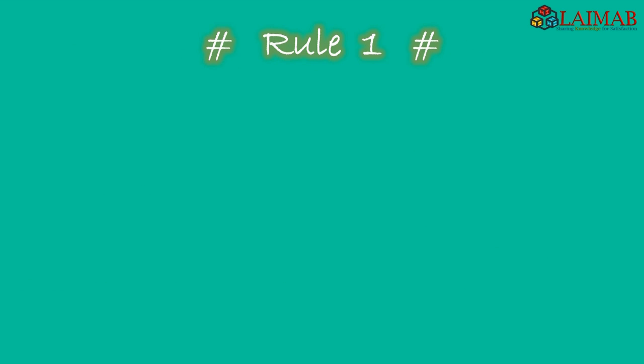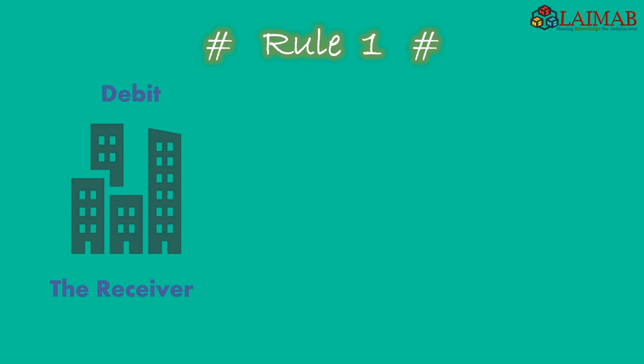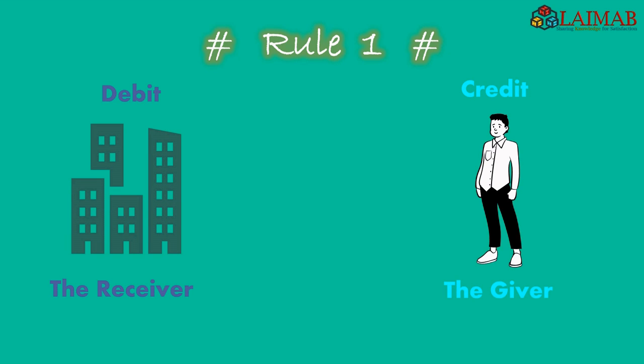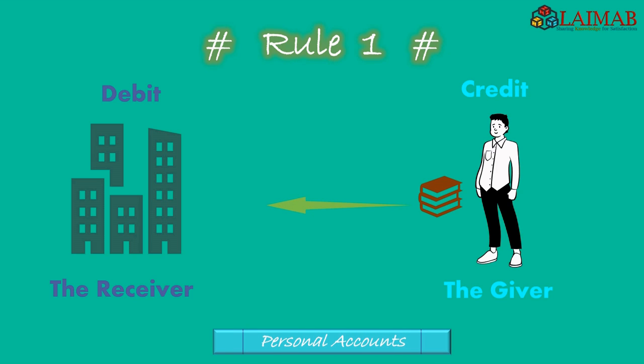Rule 1. Debit the receiver. Credit the giver. This rule is applied in case of personal accounts. When someone gives something to the organization, it becomes an inflow and the individual must be credited in the records. This is also valid in reverse, where the recipient must be debited.